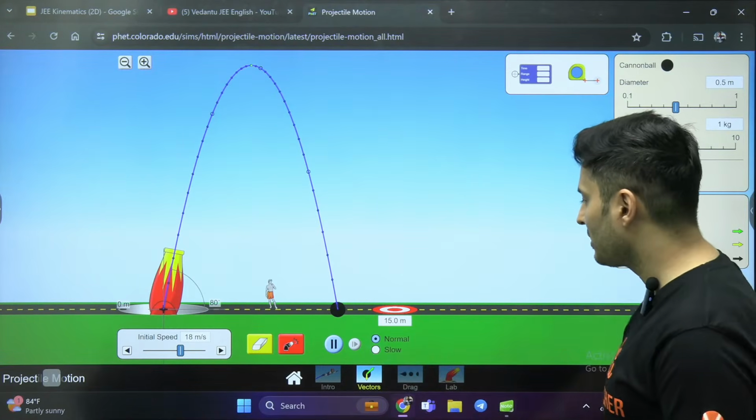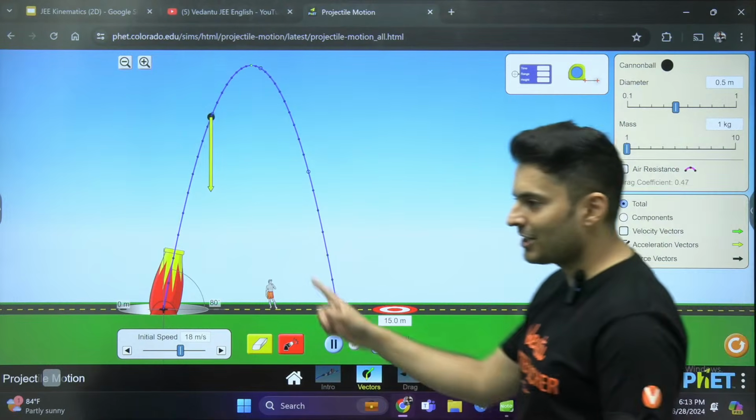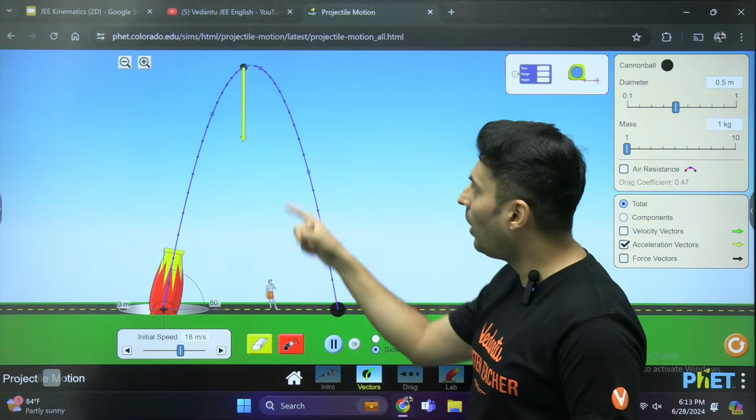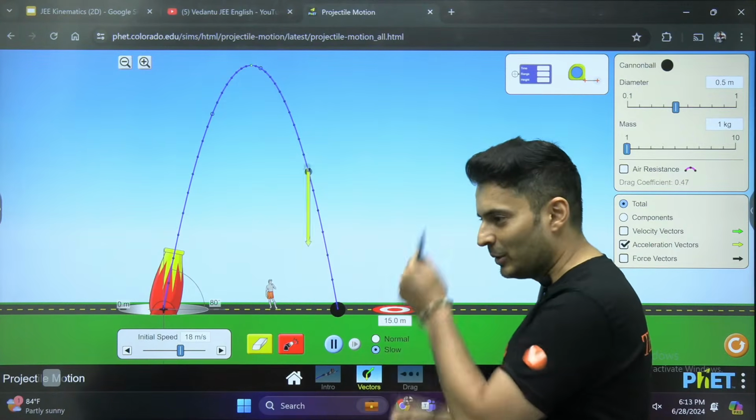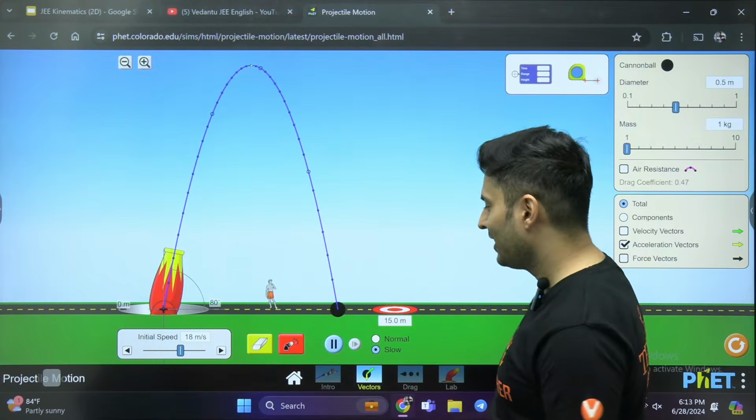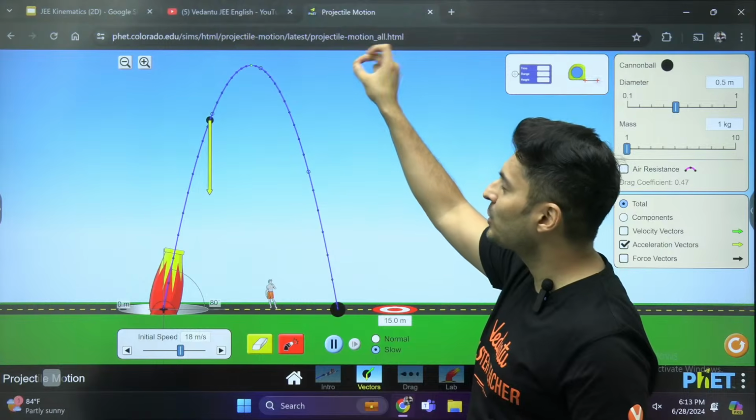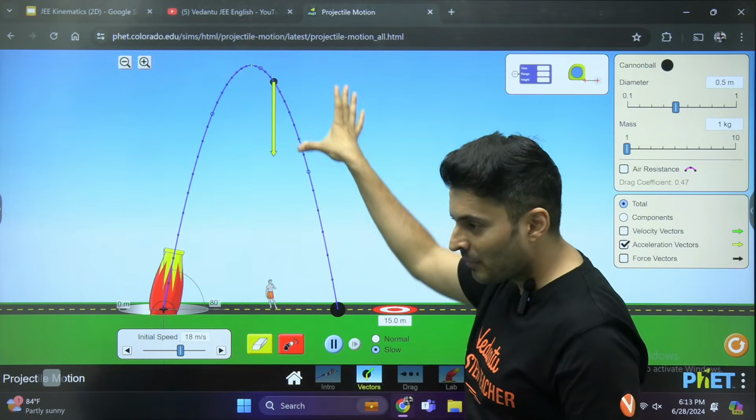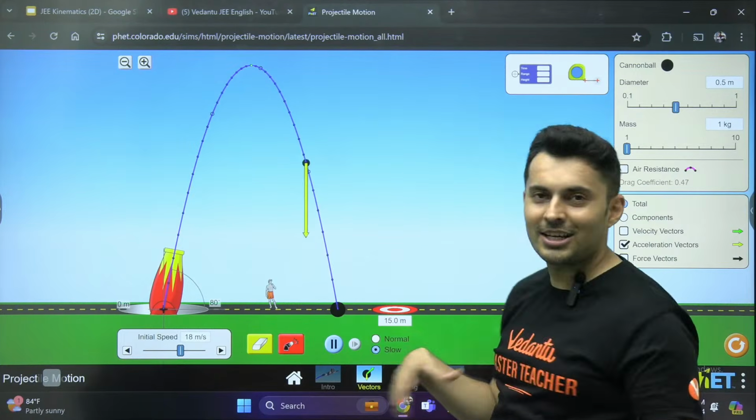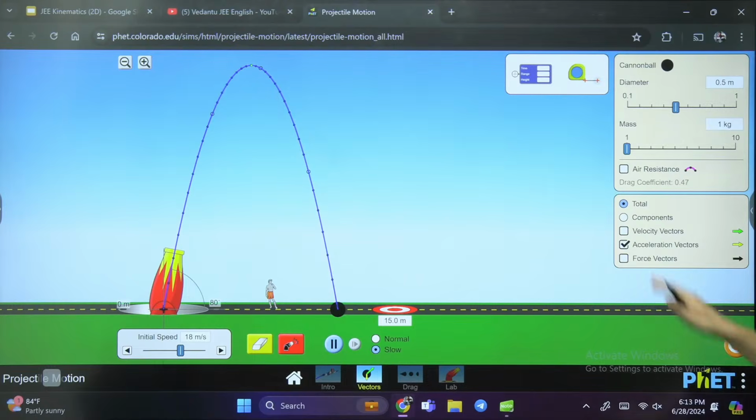If you want, let's go in slow motion so that you can see it. See how the acceleration vector, the yellow one, is always, Earth is always pulling it down. Acceleration due to gravity is always pulling it down. Notice how the speed slowly reduces, does not become zero, becomes minimum, and then again starts to increase, just like I discussed some time back. It again increases after some time.